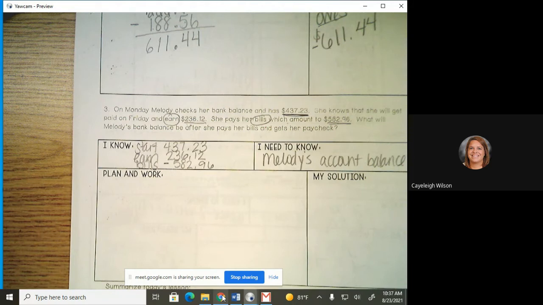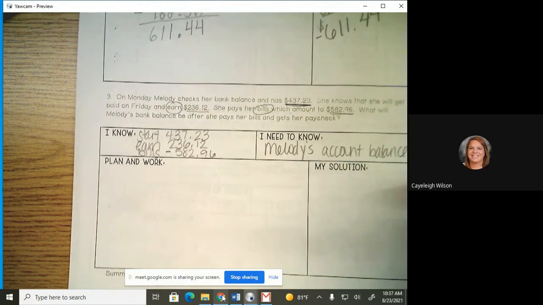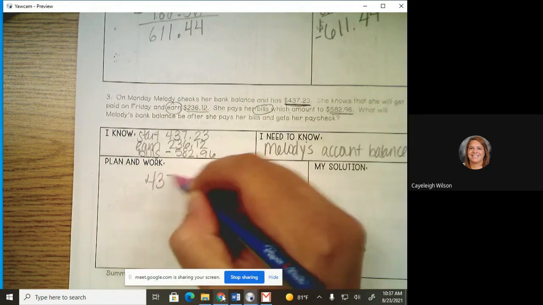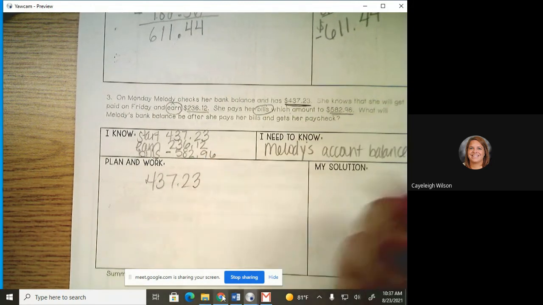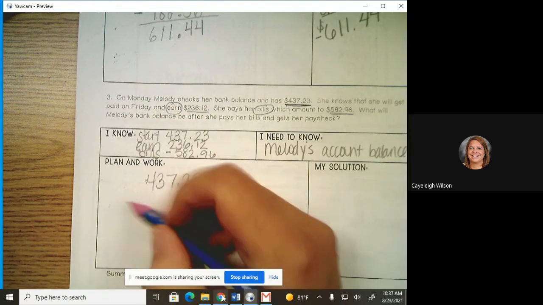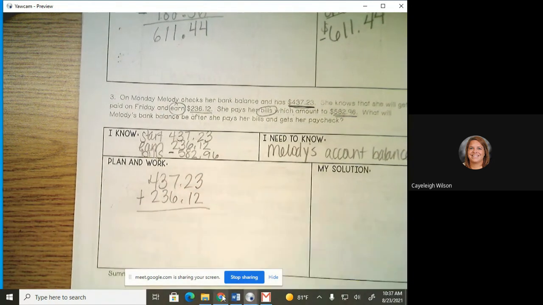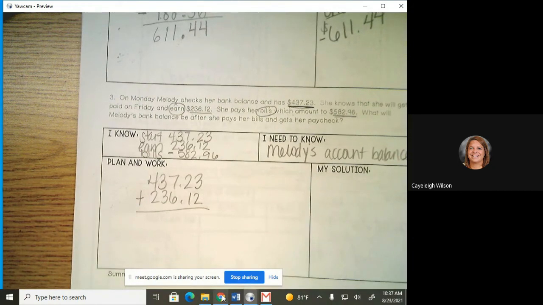Okay. So is everybody good with the information that we found? Yes? Okay. All right. So we're going to start our work here. So we know that she's starting with that amount and that she's getting ready to earn some more. So I'm going to add how much she earns to her bank balance that she had. And that will give me how much she has before she pays her bills.